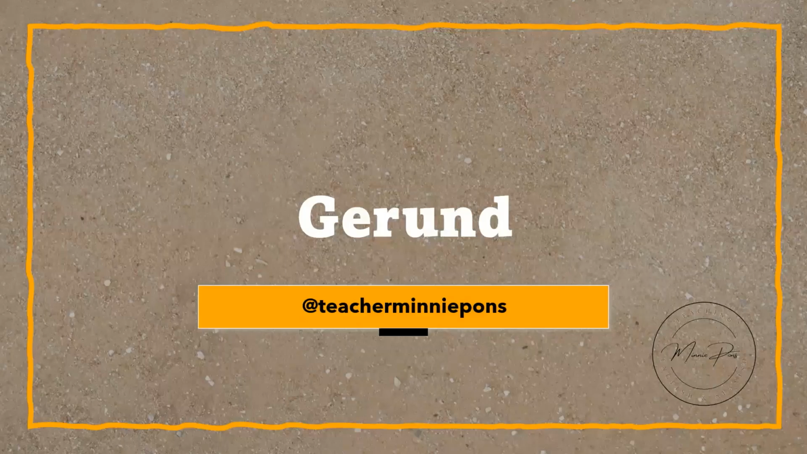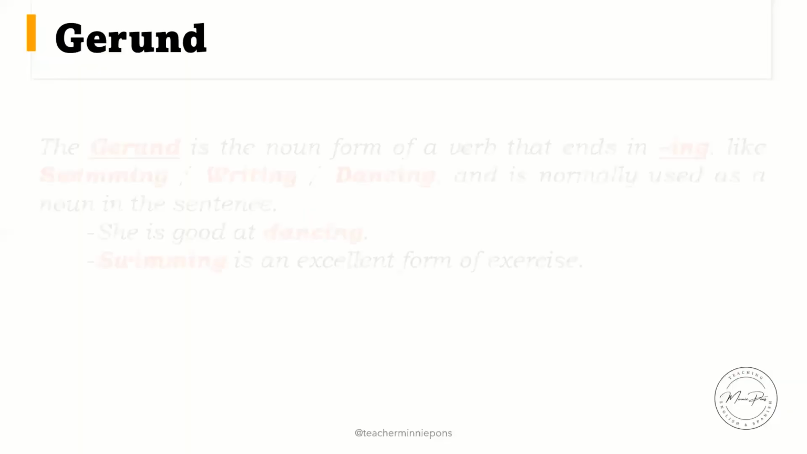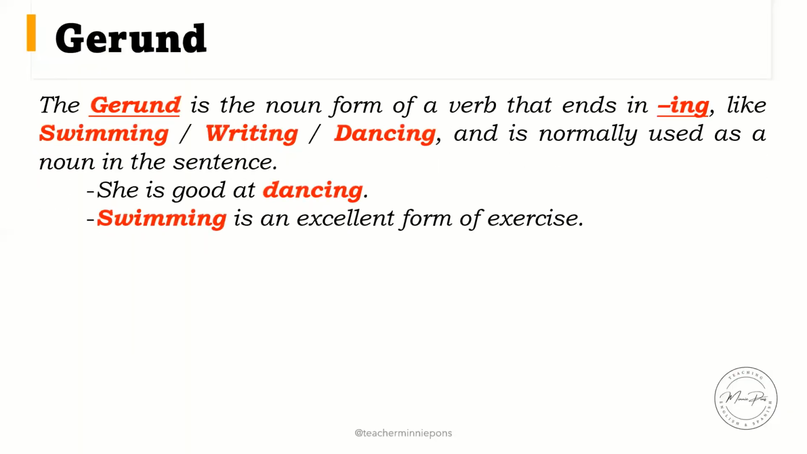Now, let's continue with gerund. The gerund is the noun form of a verb that ends in -ing, like swimming, riding, and dancing. And it is normally used as a noun in the sentence. For example, she's good at dancing. Swimming is an excellent form of exercise.